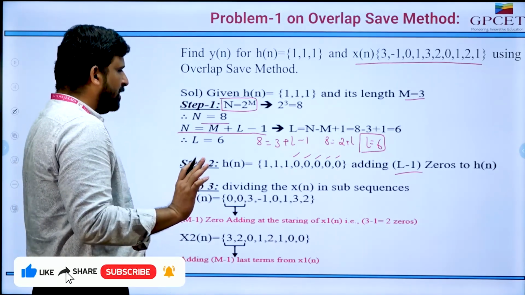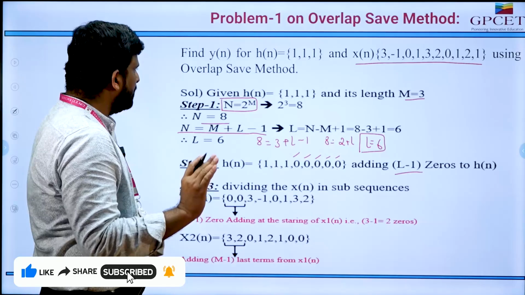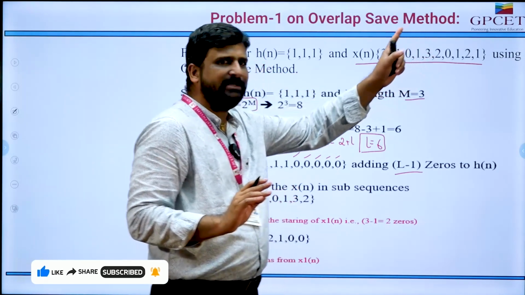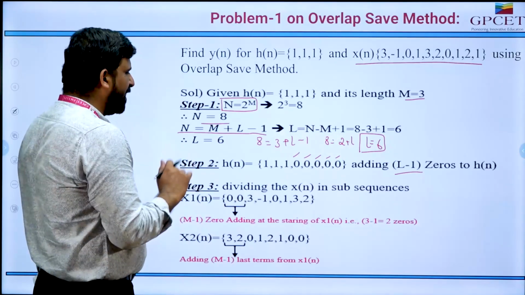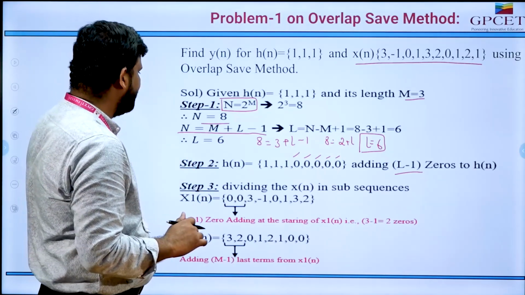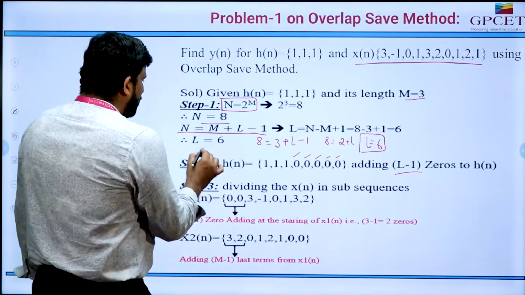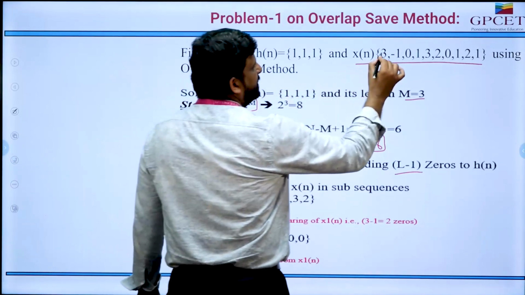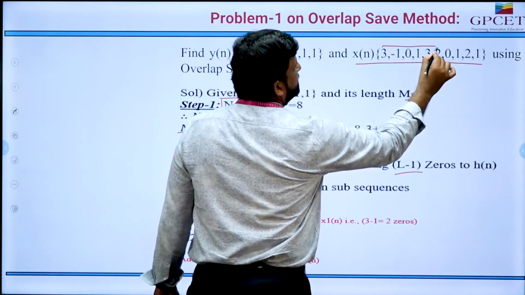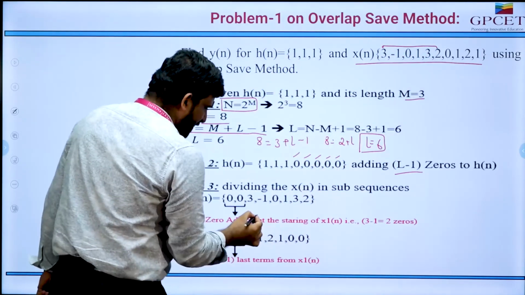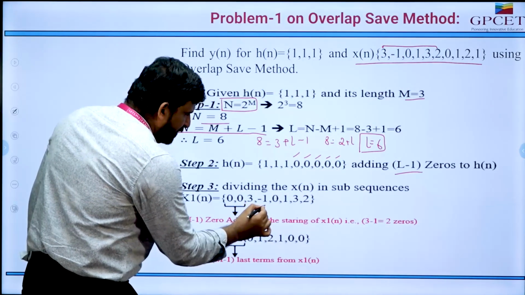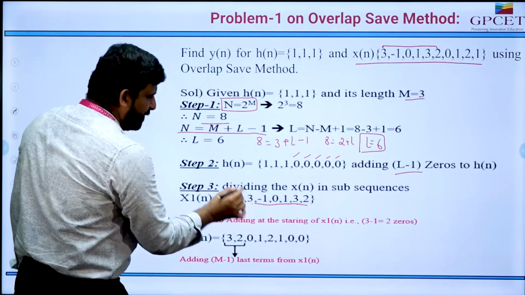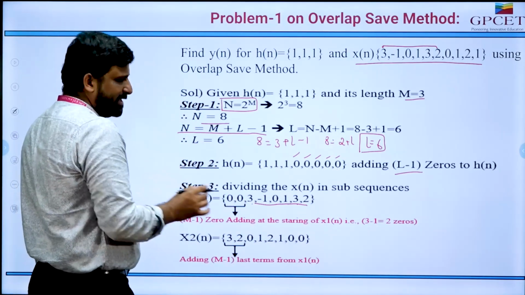Third step, we said that x of n should be subdivided. Now how are we going to subdivide? Let's see. What is the value of L I got here? I got L is equal to 6. First I need to take 6 sequences. See here, first I am writing 1, 2, 3, 4, 5, 6. 6 sequences I have written here, because capital L is equal to 6.